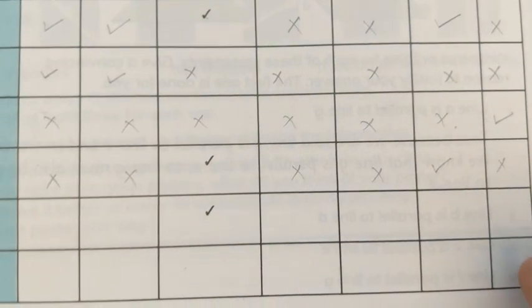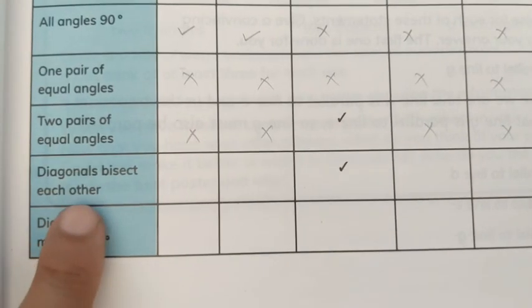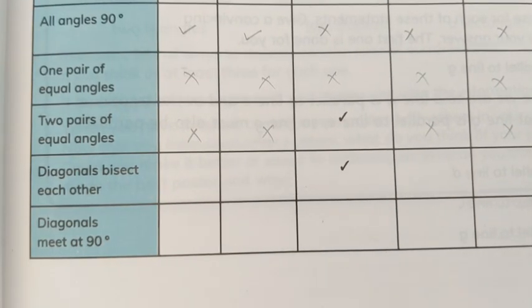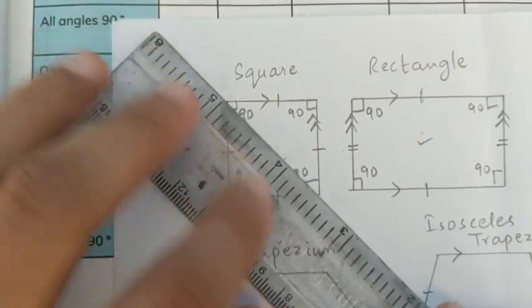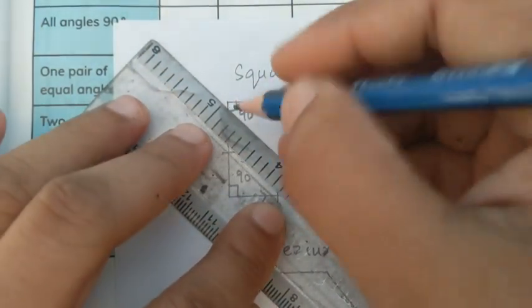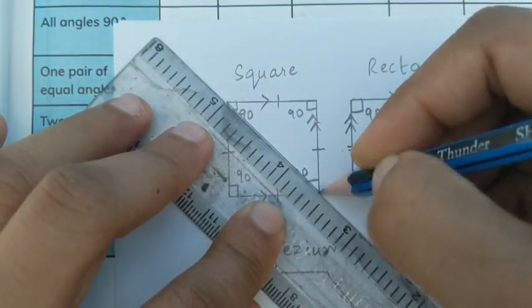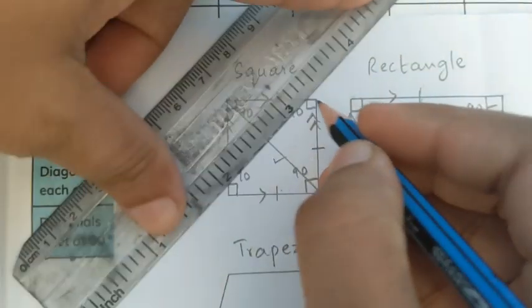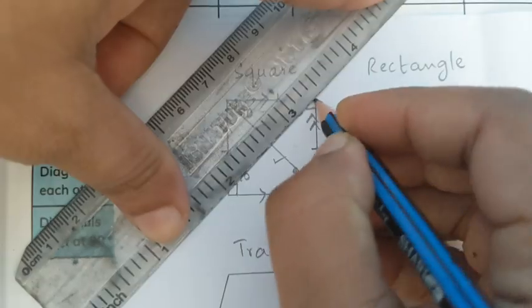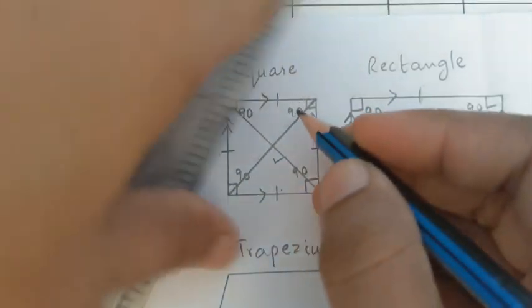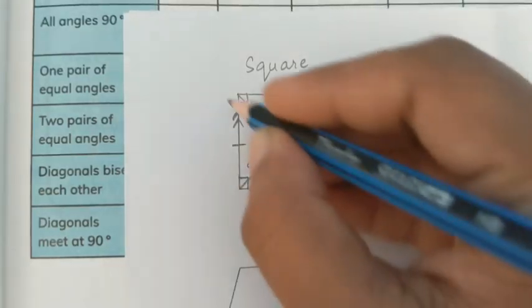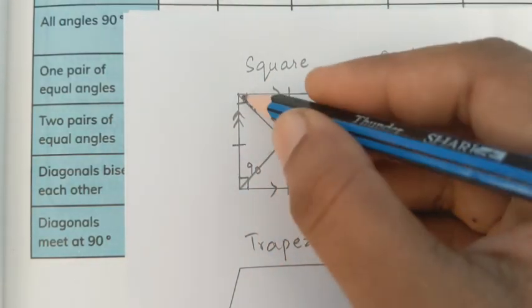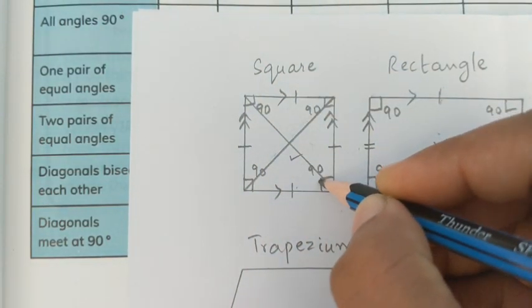And the next one is a bit tricky. It says diagonals bisect each other. Diagonals bisect each other means when we draw diagonal lines over here, these two are diagonal lines. Bisection means when I draw these two diagonal lines, they will cut each other into equal parts.